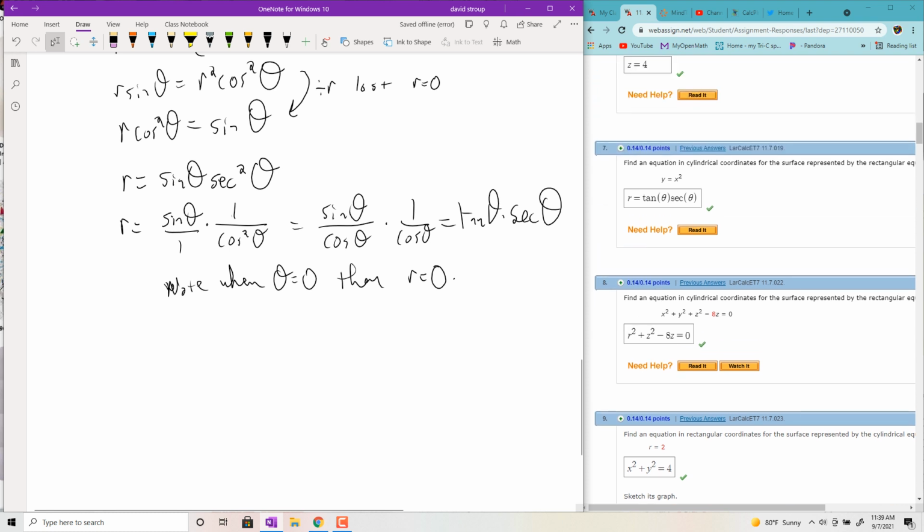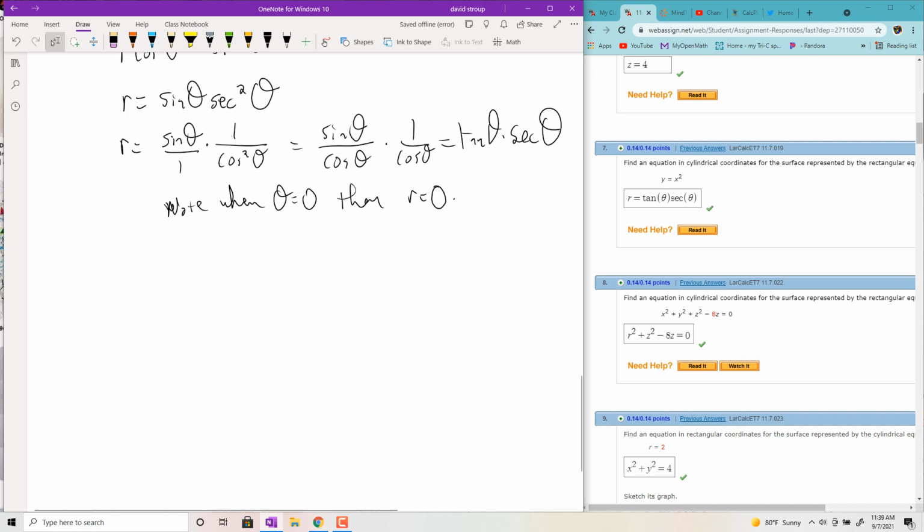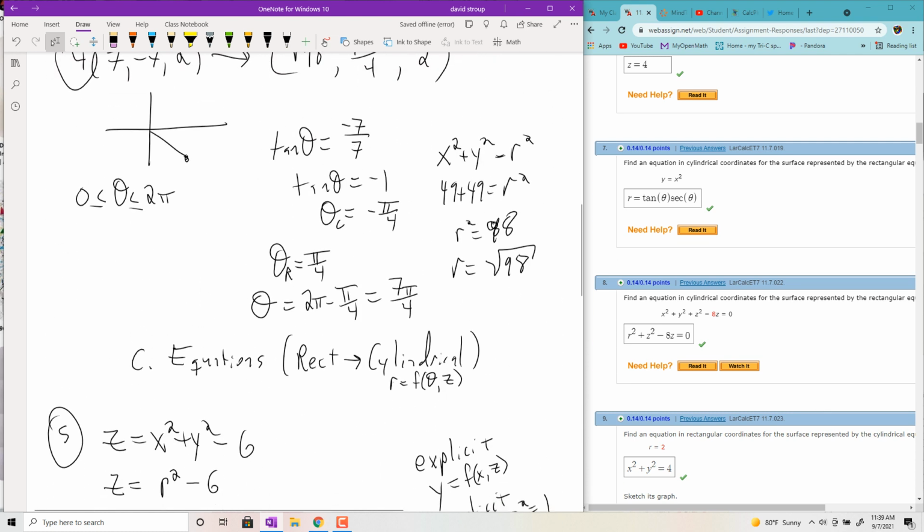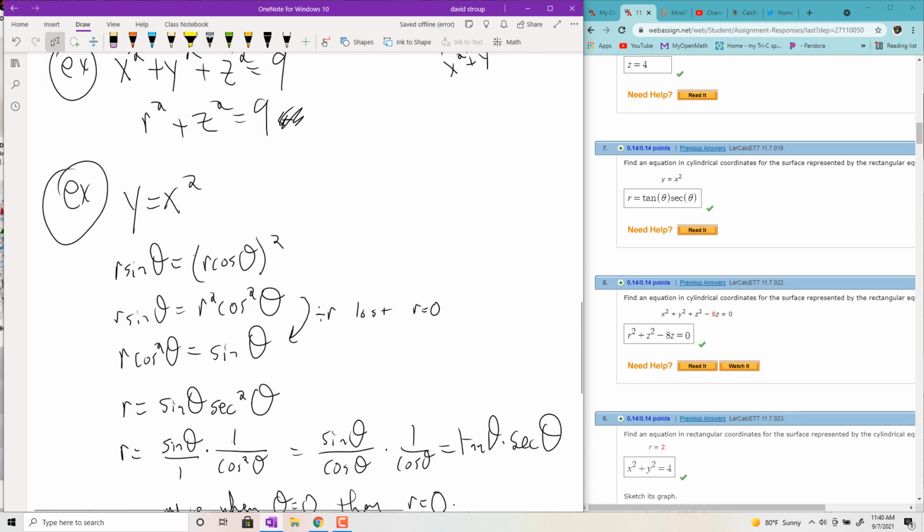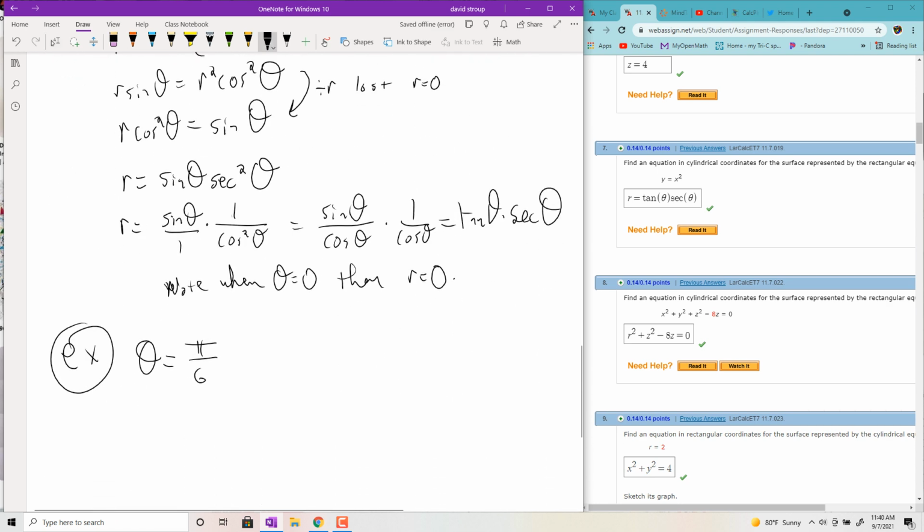Let's see some more examples. Let's say they have the equation in cylindrical form now, and you want to go in the other direction to rectangular. Okay, so cylindrical to rectangular, so part D, I guess. D, equations, cylindrical to rectangular.